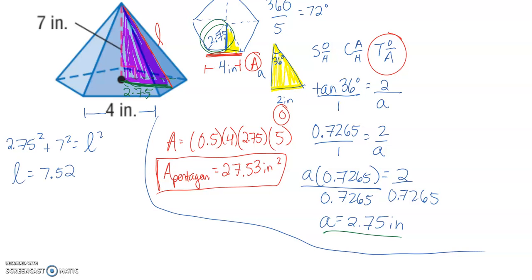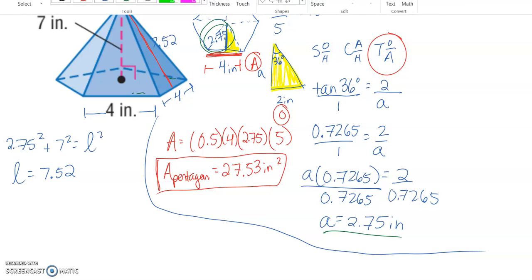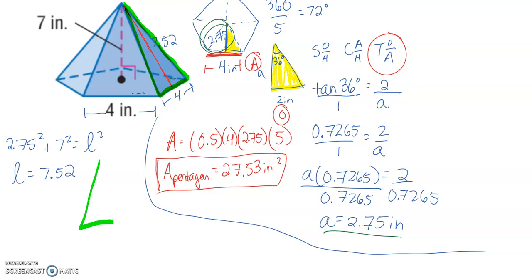And then from there, I'm going to shift into looking at a different triangle. So we solved that this was 7.52. Notice that the base is going to be regular, so that's going to be a 4. So now if I cut out this green triangle here, we have a slant height that we solved for was 7.52, and then the base here is 4.